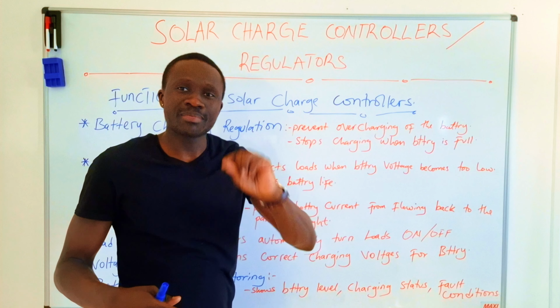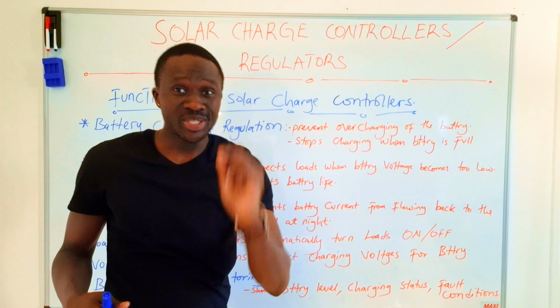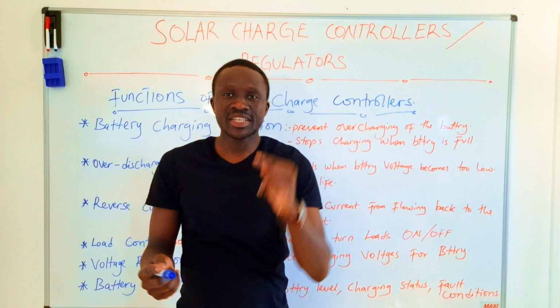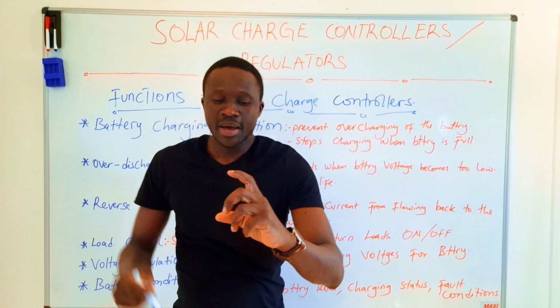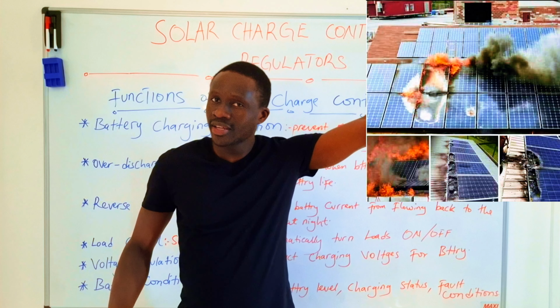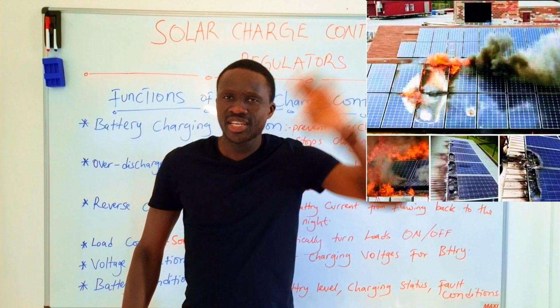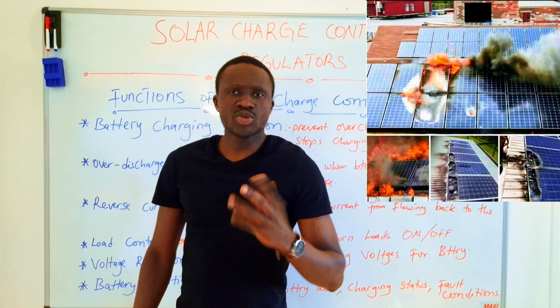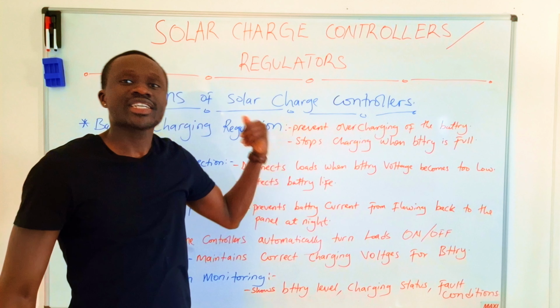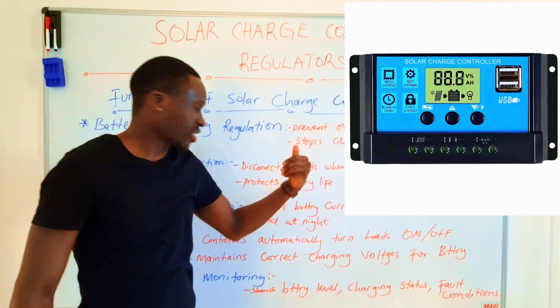All this work is done by a charge controller or a regulator. That's why if you find a system with no charge controller, power at night will move from the battery back to the panel. That's why you find your panel not working well. Why? Because you didn't install a charge controller. Okay?